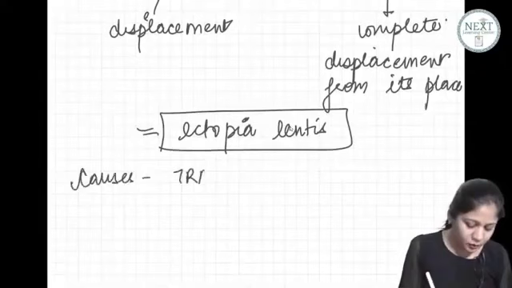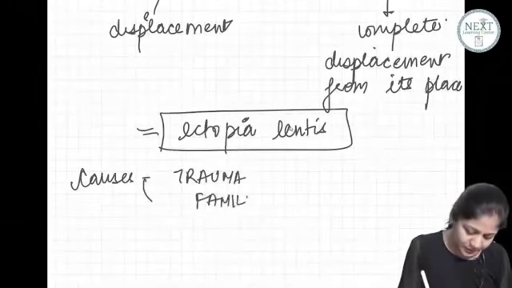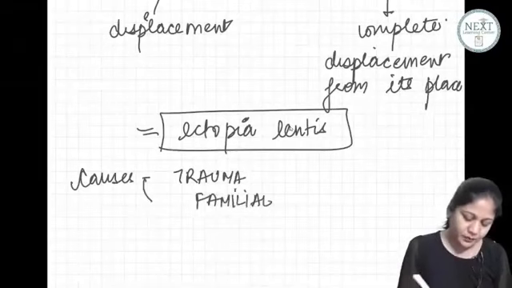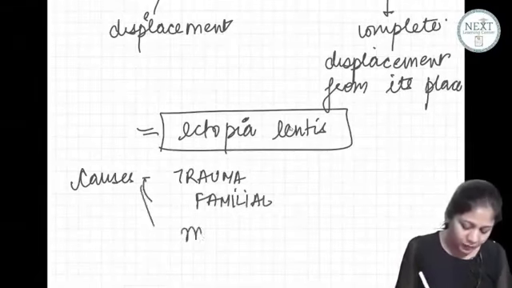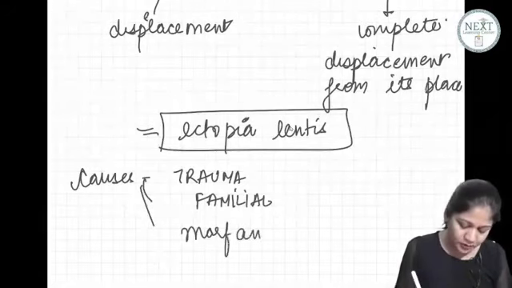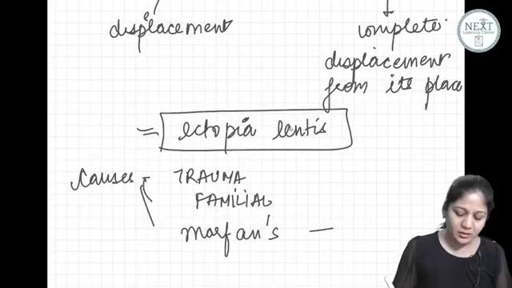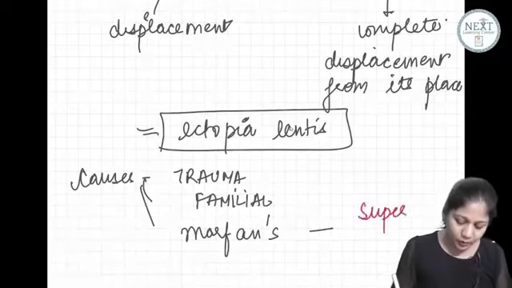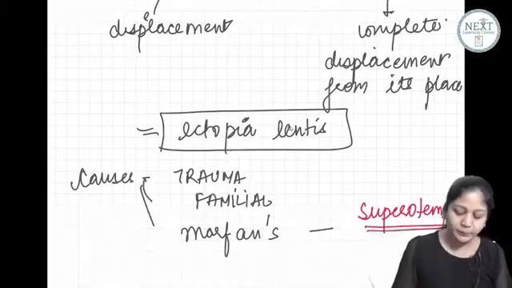First is obviously trauma. It can be familial. It can be seen in families. Otherwise, it can be seen in cases of Marfan syndrome. Very important question. And in Marfan syndrome, the typical subluxation occurs in the supratemporal quadrant. Very easy. Supratemporal quadrant.